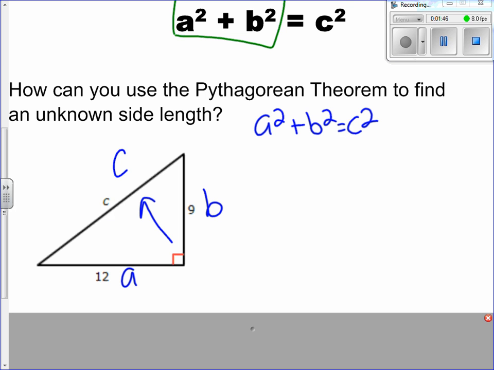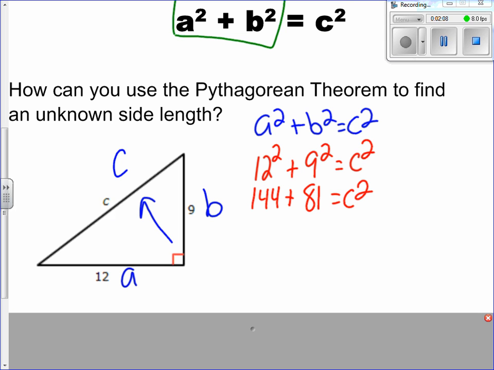And now we're going to apply these numerical values to the formula. So a is 12, and we're going to square it, plus b, 9 squared, equals c squared. That's our unknown side, the side we're trying to find. So now we just keep going along. We square 12, we get 144. Plus 9 squared, we get 81, equals c squared. Going along, 144 plus 81 gives 225 equals c squared.